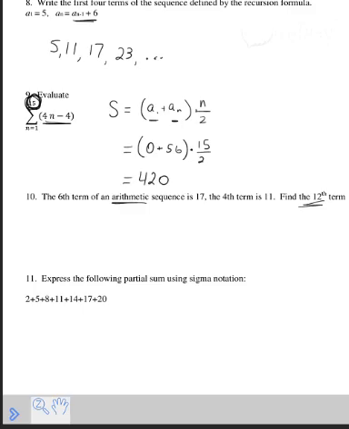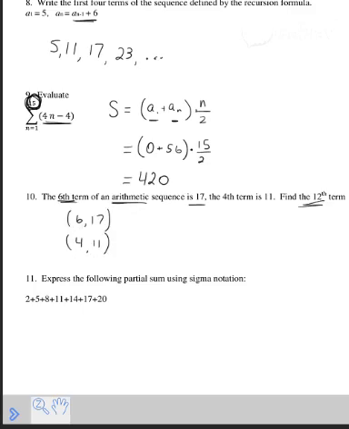Trying to connect the world of sequences to the world of functions, the number of the term, like the sixth term, could represent an x value, and the actual term in that spot could be the y value. So 6, 17 we could think of as a point on a linear function's graph. And the same thing here, the fourth term is 11. That means 4, 11. When n equals 4, the term is 11. When n equals 6, the term is 17.